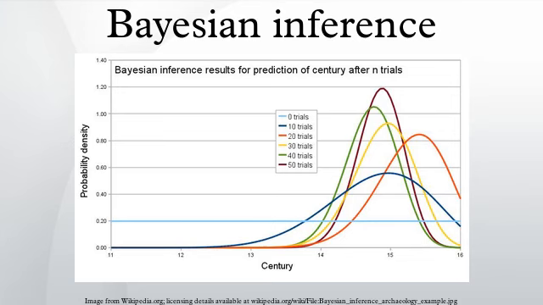In statistics, Bayesian inference is a method of inference in which Bayes' rule is used to update the probability estimate for a hypothesis as additional evidence is acquired. Bayesian updating is an important technique throughout statistics, and especially in mathematical statistics.